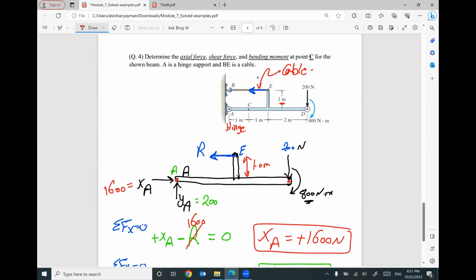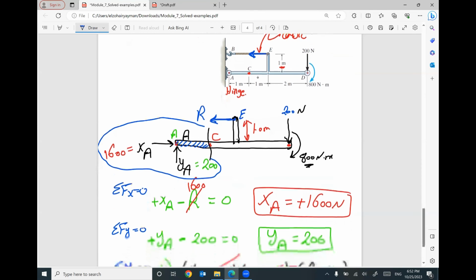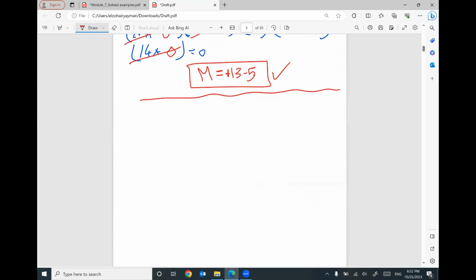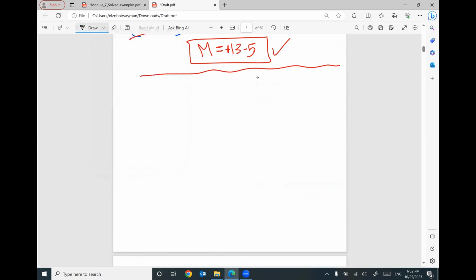These are your reactions. We are looking for the internal forces at point C. Here is point C. I will do a cut at this point C. This cut will divide your beam into two parts: a part on the left and another part on the right. I do recommend using the left part, which is very small. So I will do my cut and I'm gonna use the left part.